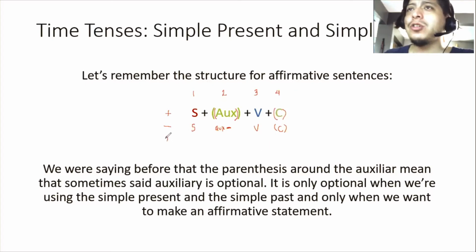How do you make a question? Very simple. You change the subject and the auxiliary. They change positions. You start with the auxiliary. And the auxiliary again is mandatory. It's not optional. It's not something that you do if you want. Then you have the subject, the verb, and again, the complement. If you want to make an information question, you start with your question word, and the rest remains the same. We were saying before that the parentheses around the auxiliary means that sometimes said auxiliary is optional.